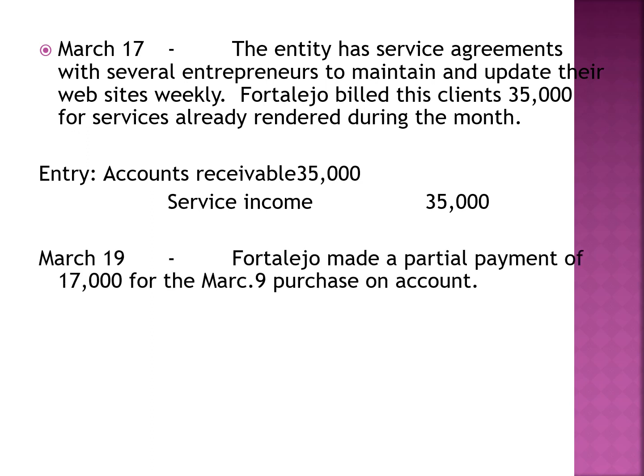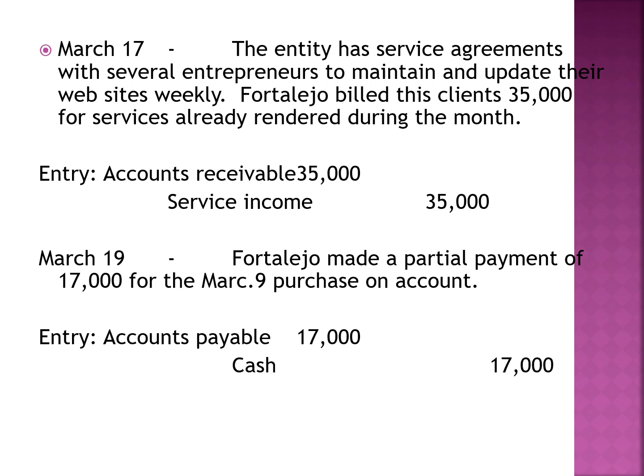Next, March 19. Fortalejo made a partial payment of 17,000 for the March 9 purchases on account. Purchase on account, I think that this was the purchase of supplies on account. So paying an account decreases liability. To decrease a liability is to place it on the debit side. So we debit accounts payable 17,000 and credit cash 17,000. We place cash on the credit side because cash decreased. To decrease an asset is to place it on the credit side.